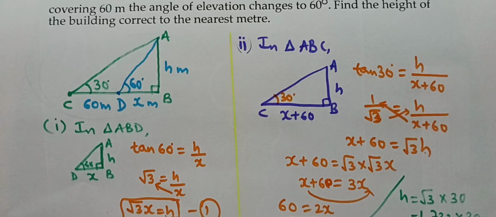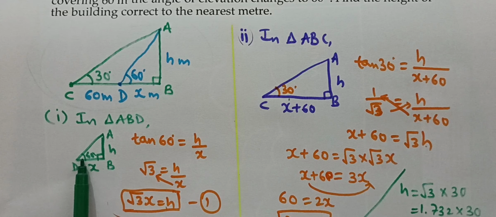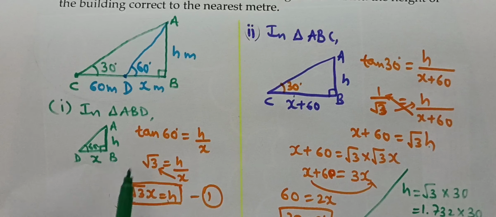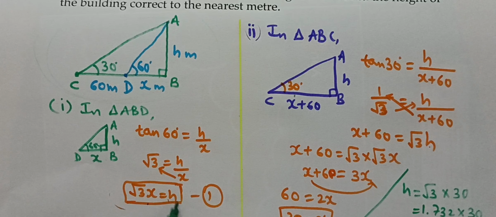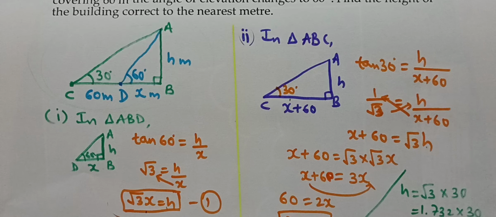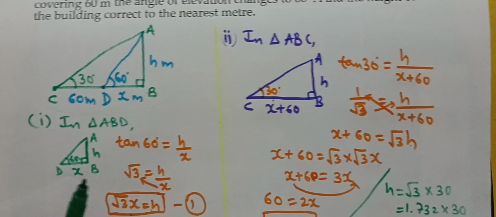So in triangle ABD, you can observe tan 60 degree. You can draw a separate figure also for your understanding purpose. In triangle ABD, tan 60 degree equal to h upon x. Value of tan 60 is root 3, h by x. Do cross multiplication, so root 3x equal to h. Then after we have to select one more right angle triangle. That triangle is ABC.